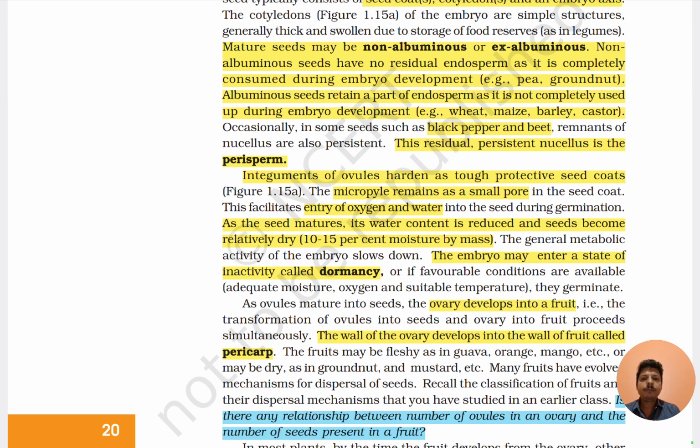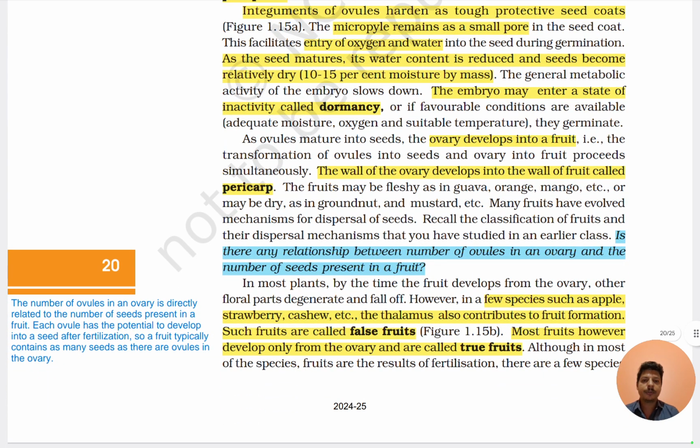Then, the integuments of ovules harden as a tough protective seed coat. The micropyle remains as a small pore in the seed coat. This facilitates the entry of oxygen and water, and as the seed matures, its water content reduces and the seed becomes relatively dry, that is 10 to 15% moisture by mass. The embryo may enter a state of inactivity called dormancy, and when it gets proper moisture, oxygen and temperature, it germinates, and the ovary develops into fruit.